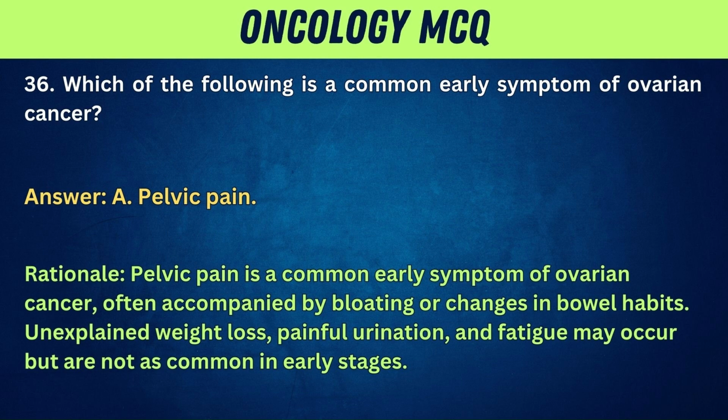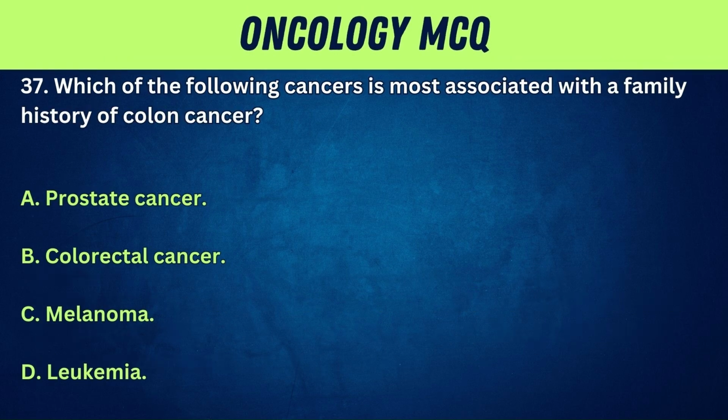Answer: A. Pelvic pain. Rationale: pelvic pain is a common early symptom of ovarian cancer, often accompanied by bloating or changes in bowel habits. Unexplained weight loss, painful urination, and fatigue may occur but are not as common in early stages. 37. Which of the following cancers is most associated with a family history of colon cancer?